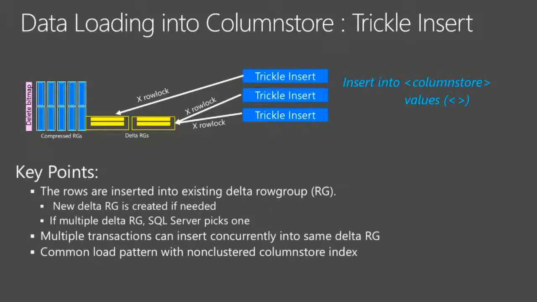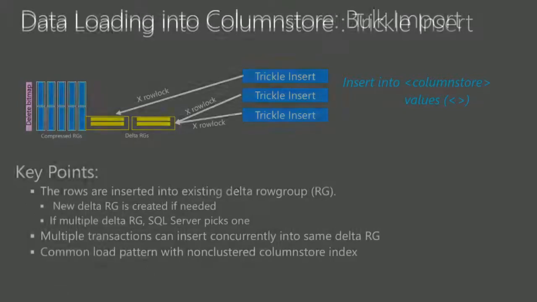Now the key points on this one I talked about. It is inserted into a delta row group, and it is possible, like for example, I just created a ColumnStore index. There is no delta row group. I come and insert a row, SQL Server will create a delta row group for me and get the row there, right? So this is nothing fancy here, this is how it works. And as I said, this is a common pattern for the non-clustered ColumnStore index.